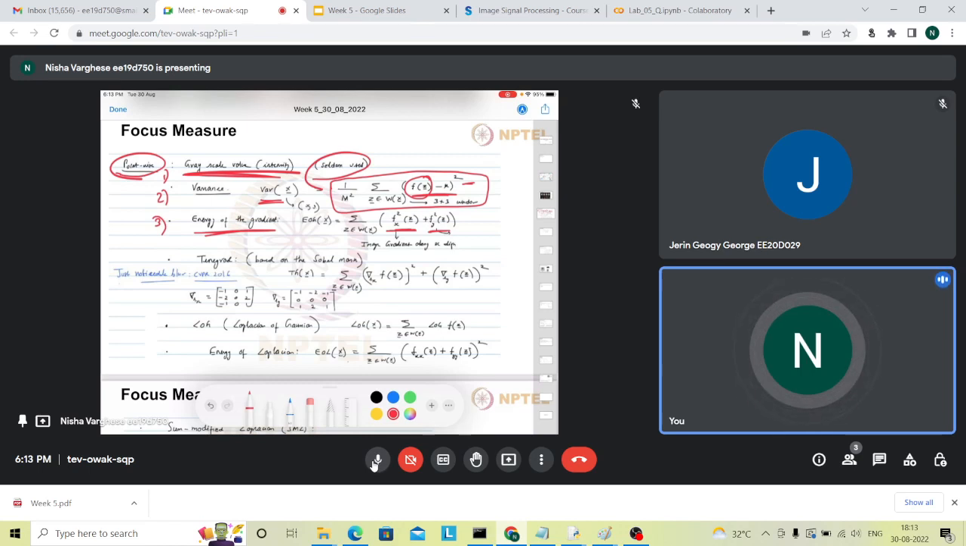That is already described in the videos. The first-order kernels can be written as, sorry, we'll discuss the second-order derivatives. The next thing is Tenengrad, which is based on the Sobel mask. The Sobel mask is like this. By using the Sobel mask on the image, we'll find this and this, then square and sum. Then we'll get the focus measure.